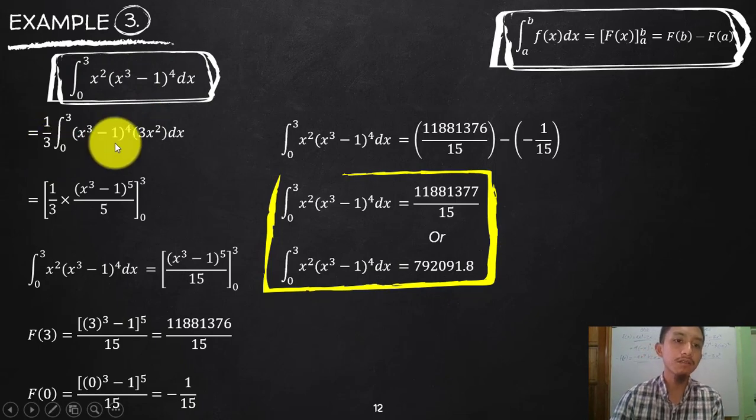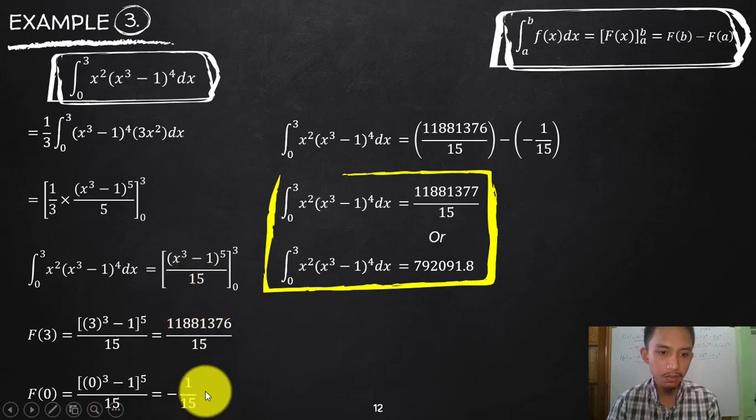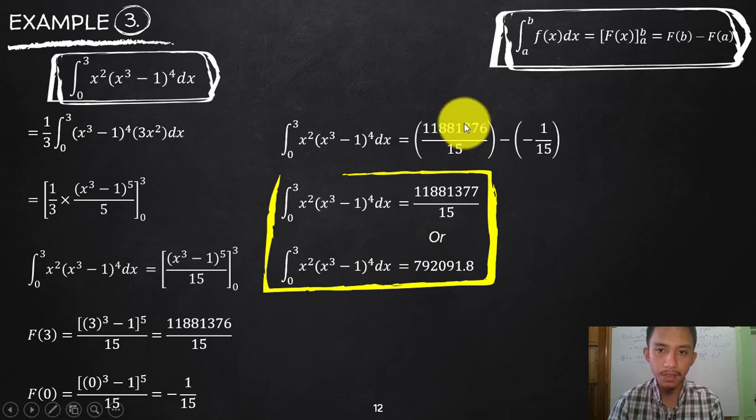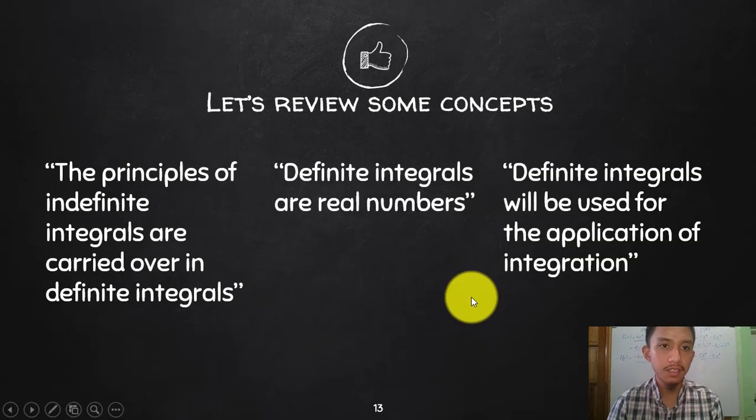Apply now the power rule, u to the n plus 1 all over n plus 1, and multiply by that balancing factor. Of course, apply the upper limit and lower limit. This is now the simplified form. Apply the upper limit, and that ends up with this fraction. The lower limit will be negative 1 over 15. Then substitute there, upper limit minus lower limit, and you end up with this, or the decimal value. So that is the definite integral.